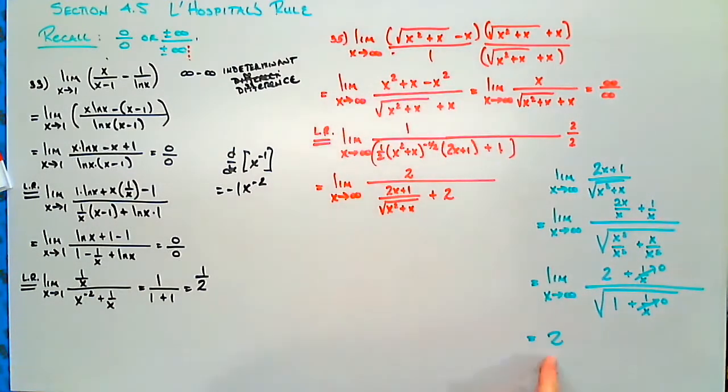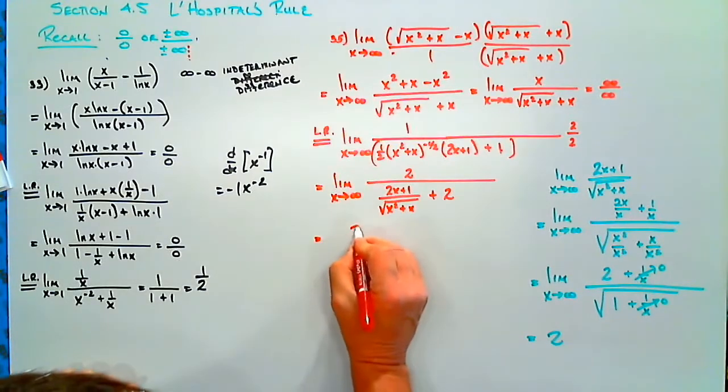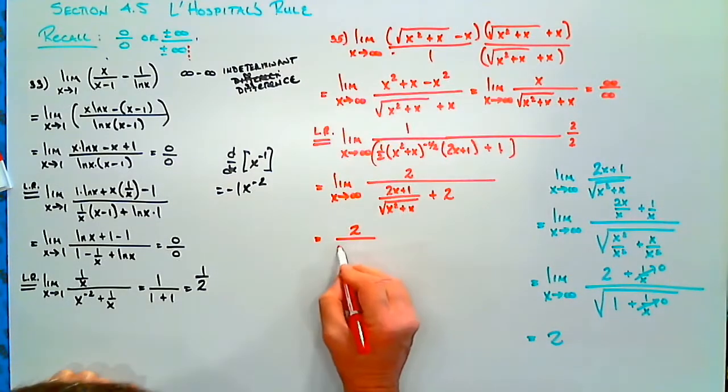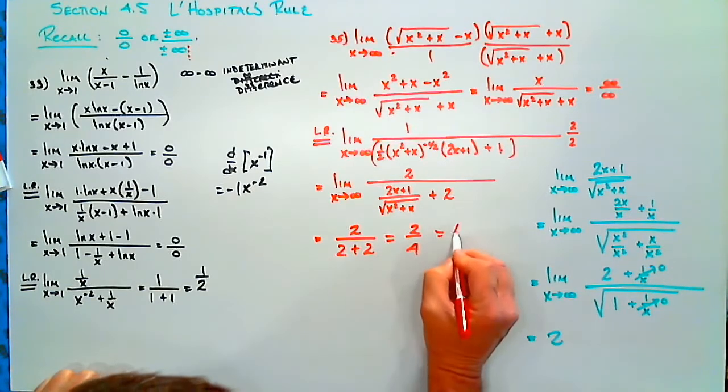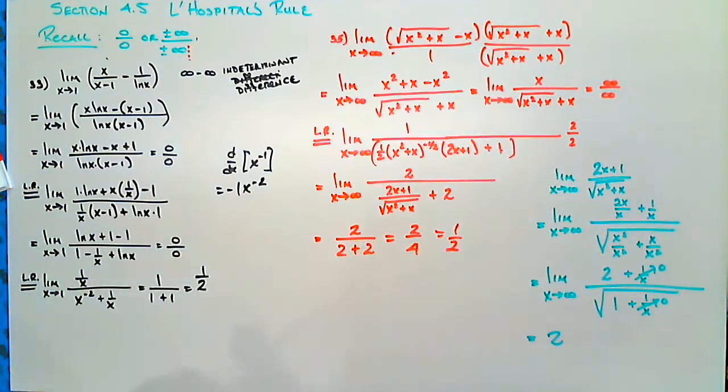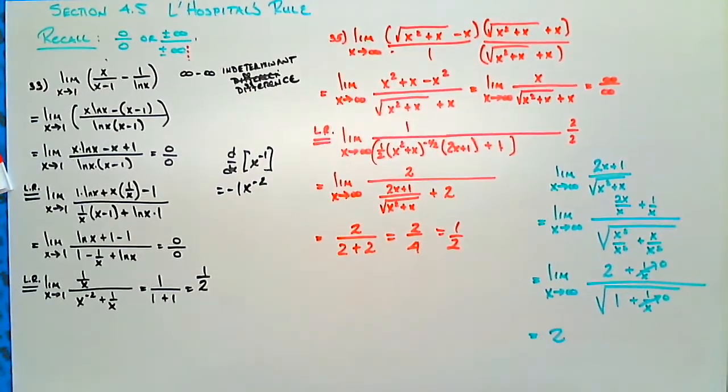So based on that analysis, this is going to equal 2 in the numerator divided by 2 plus 2, and that's going to be 2 over 4, which is 1/2. Hey, look at that. All the indeterminate difference problems equal one half. All right, so that takes care of an indeterminate difference example from both families.